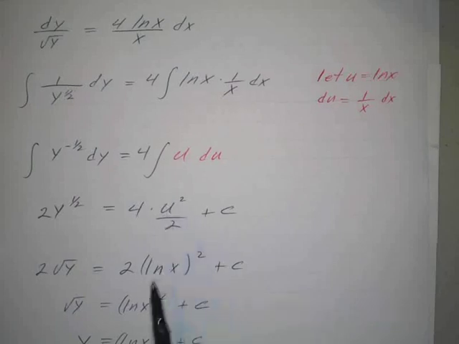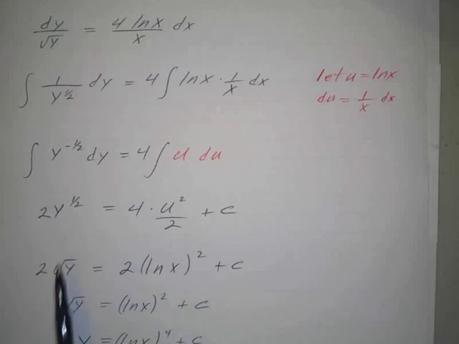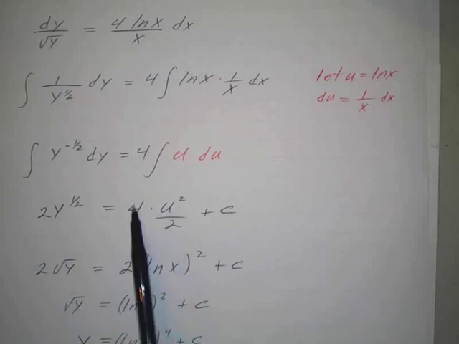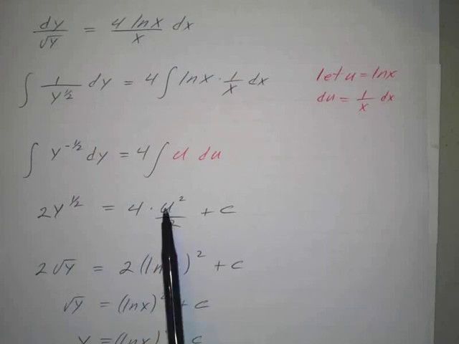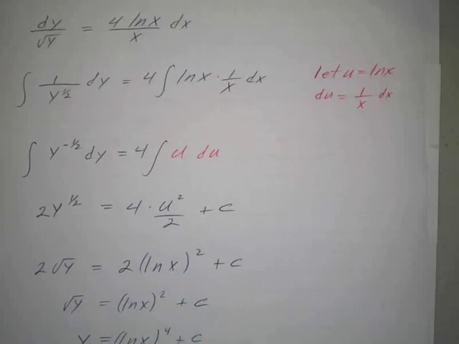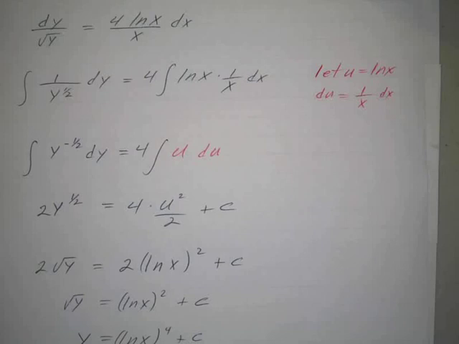My u is actually the natural log of x. So I've got 2, and then I can write this as a square root. So it's a little more functional. So 2 times the square root of y equals, and 4 over 2 is 2, so it's just 2. And u squared is the natural log of x squared plus c. I can divide both sides by 2.